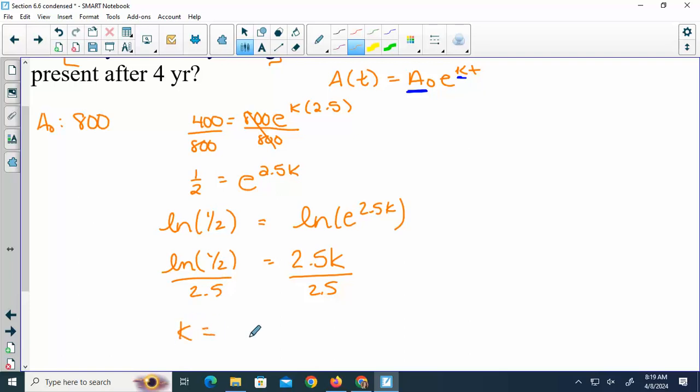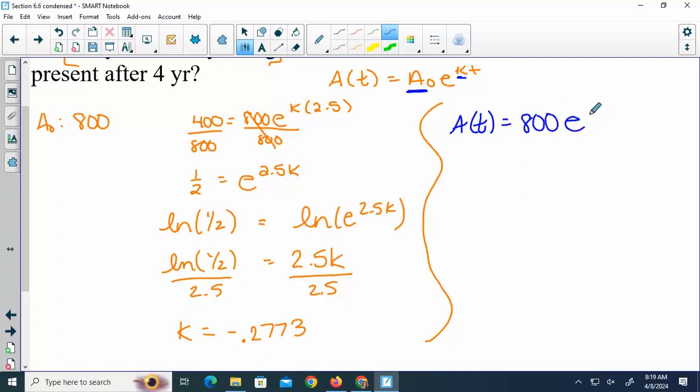So natural log of 1/2 divided by 2.5. And my constant is negative 0.2773 if you round. So that means my actual equation is 800 e to the negative 0.2773 times t. Is this growth or decay? Decay.